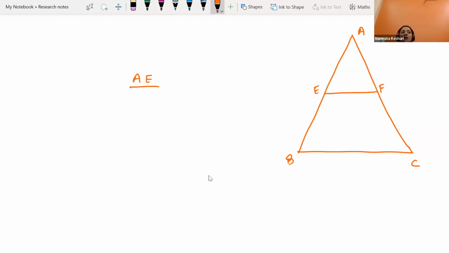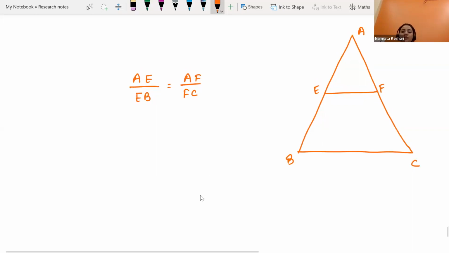Okay, so please just sit quietly and try to understand. Noting part, I'll be writing everything properly in the fair portion. Okay, so AE by EB is equal to AF by FC. That's what we have to prove over here, right? This is what we have to prove.